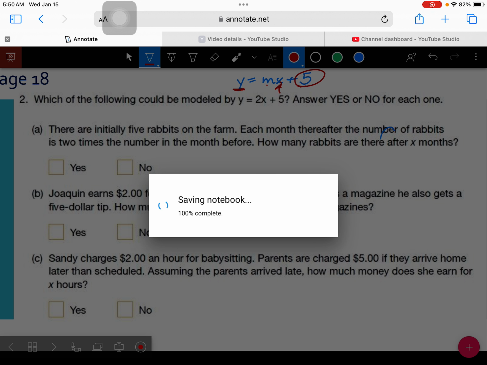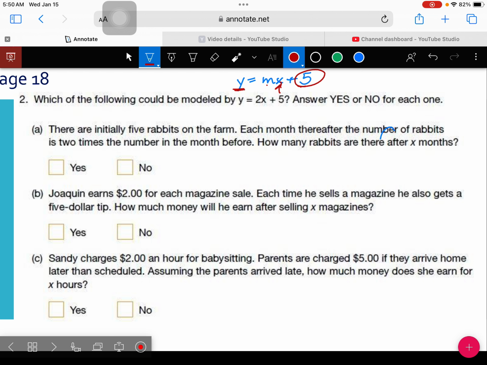Oh, come on. Yes, saving notebook. Saving notebook. I'm glad you're saving the notebook. All right, here we go. So X is equal to the number of months. That is your time. That is your independent variable. And Y is equal to the number of rabbits.